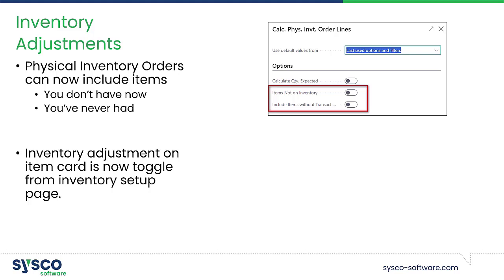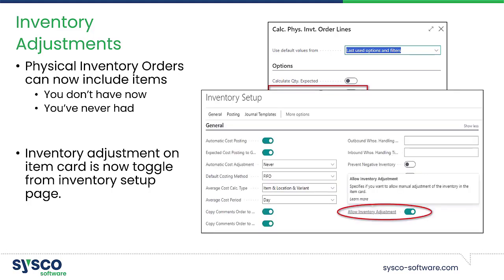And the inventory adjustment option from the item card can now be turned off using the new toggle on the inventory setup page. Now this option is one that I'll certainly be switching off, as the adjust inventory option is now multi-user, which is not a good thing in my opinion.